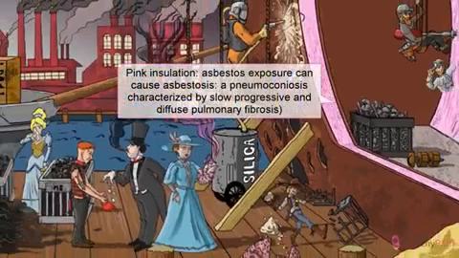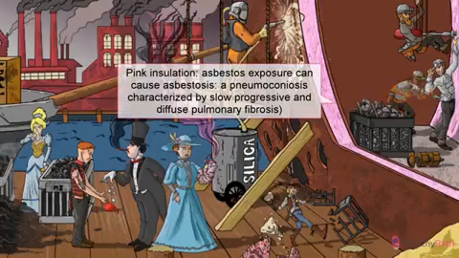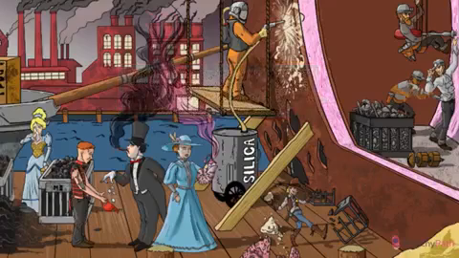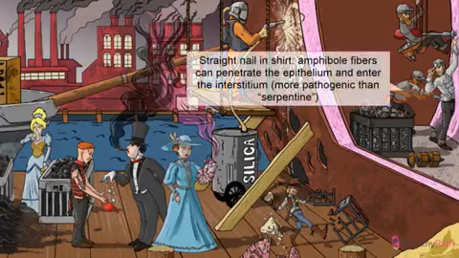It's thought that the straight amphibole fibers are more pathogenic than those slinky serpentine ones, because when they enter the airway, they align themselves with the airstream and are delivered deeper into the lungs before penetrating epithelial cells and heading to the interstitium. It gets right up in there. A little too in there. Calm down, dude. Despite this difference in pathogenicity, both fiber types can cause asbestosis, a pneumoconiosis characterized by slow, progressive, and diffuse pulmonary fibrosis.